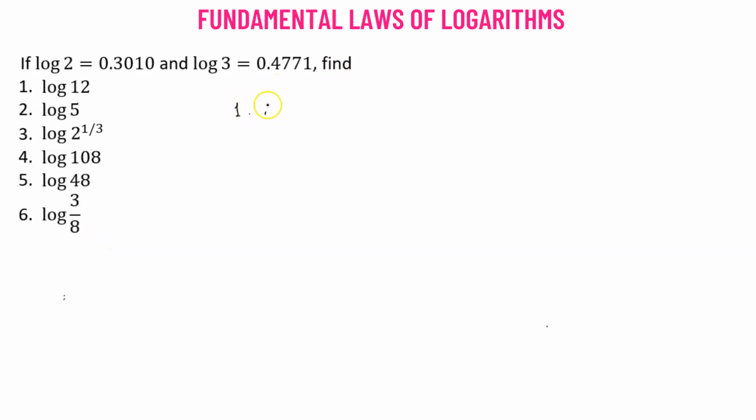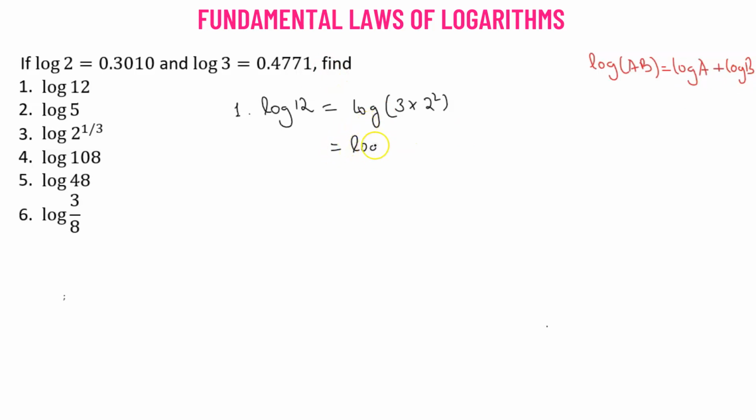In number 1, we have log of 12. The factors of 12 are 3 times 4, and 4 is 2 squared. Now we can apply a property of logarithm here. If we have log of a times b, this is the same as log of a plus log of b. Now we can use it to rewrite our logarithm as log of 3 plus log of 2 squared, which will be equal to log of 3 plus 2 times log of 2.